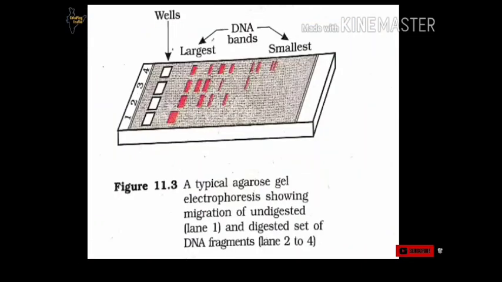Now in the figure you can see a typical agarose gel electrophoresis showing migration of undigested DNA in lane 1 and digested sets of DNA fragments in lanes 2 to 4. You can see the wells, 1, 2, 3, 4, and these orange bands. Orange is due to the ethidium bromide stain, and they are separated according to their size by the sieving effect. You can see the largest to the lowest. These are the DNA bands, and this process is gel electrophoresis for the separation of DNA fragments.